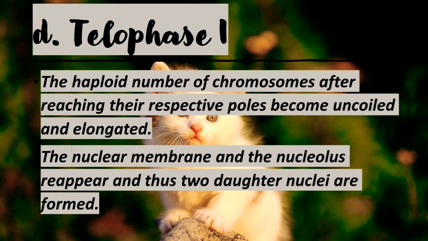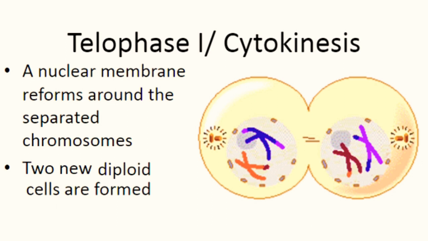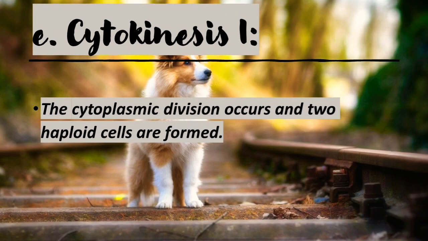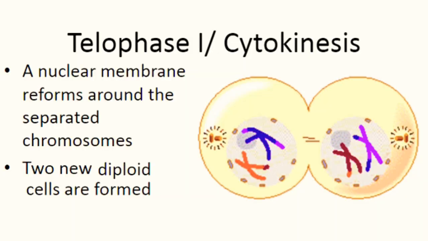Then telophase 1. The haploid number of chromosomes, after reaching their respective poles, become uncoiled and elongated. So the nuclear membrane and the nucleolus reappear and thus two daughter nuclei are formed. Then cytokinesis 1. What is cytokinesis? Division of cytoplasm is called cytokinesis. So the cytoplasmic division occurs and the two haploid cells are formed.